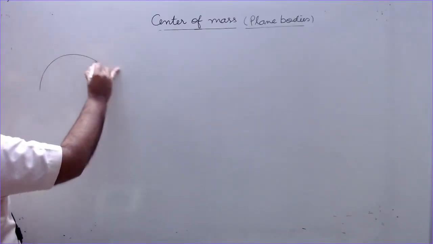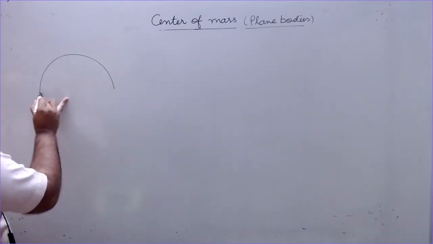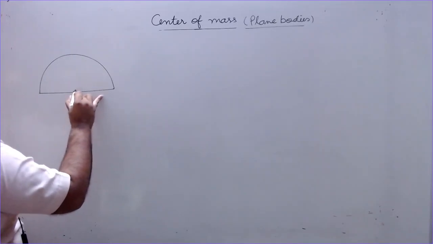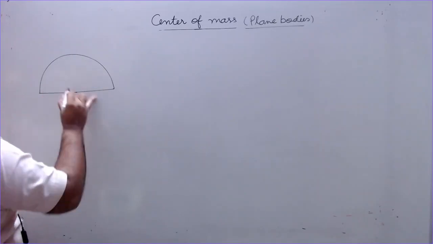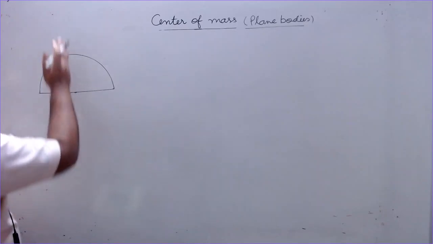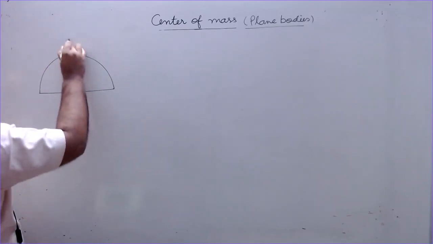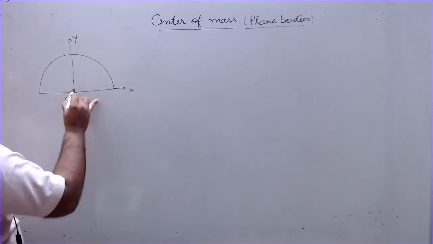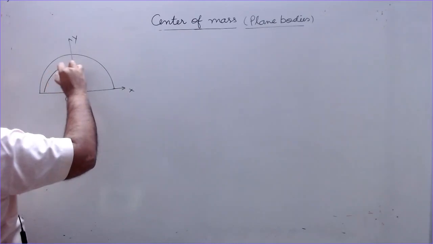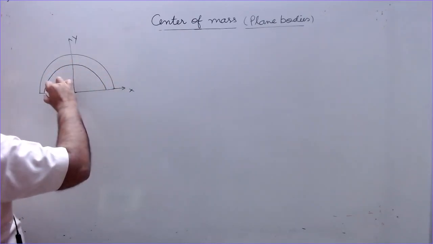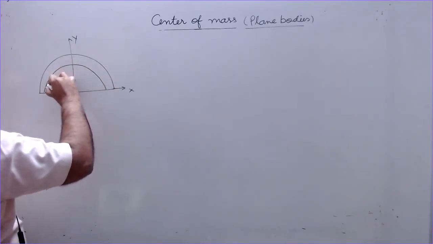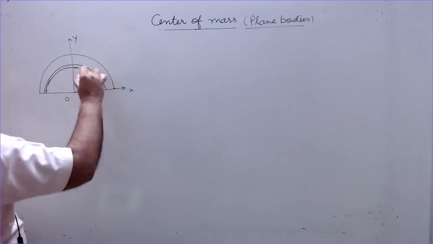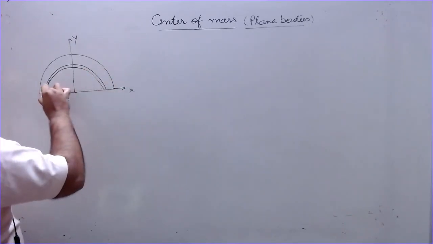This is a semicircular disc having uniform mass density. The radius of this is r. So it is symmetrical about the y-axis. So center of mass will be varying only about the y-axis and not about the x-axis. So what we do is we divide this into small annular rings. This is one such ring, and we will find the center of mass of this and integrate for all.